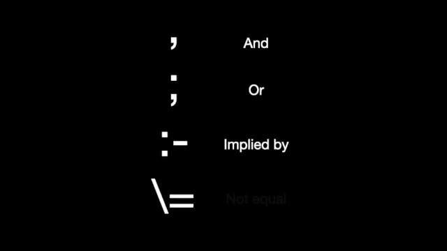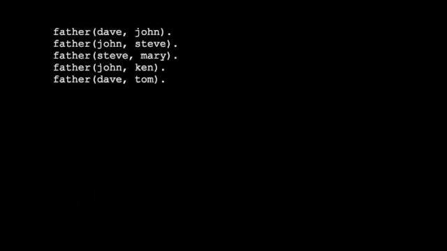There are multiple operators in Prolog. They are mostly related to logical operations. For example, comma in Prolog means logical AND, semicolon means logical OR, colon followed by a minus sign means implied by, and backslash followed by an equal sign means not equal. Equipped with these operators, we can do more advanced queries.